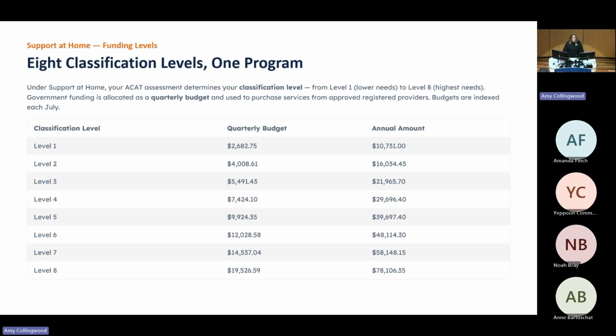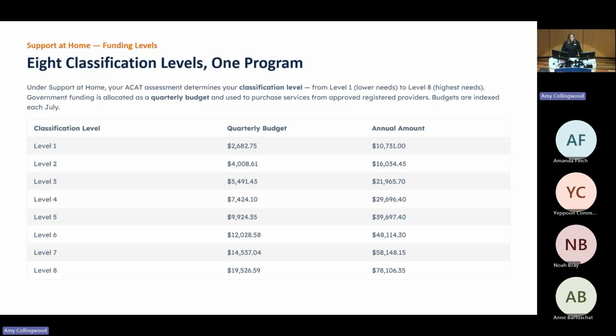So the new Support at Home has 8 classifications. So in the old home care package program, we had 1 to 4. Now in Support at Home, we have 1 to 8. And you can see there's a huge difference in funding. So someone on a level 1 gets around $10,700 a year towards services to keep them safe and independent in their home. And then, of course, it goes all the way up to level 8. For anyone that is experiencing higher need or levels of care, can get up to $78,100 a year. So it seems like quite a lot of money.